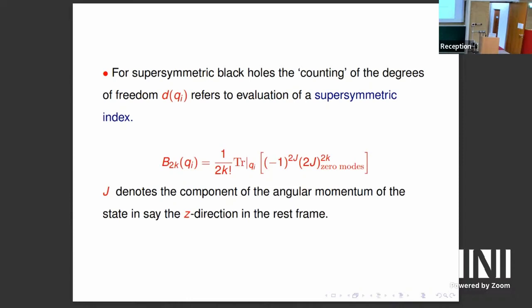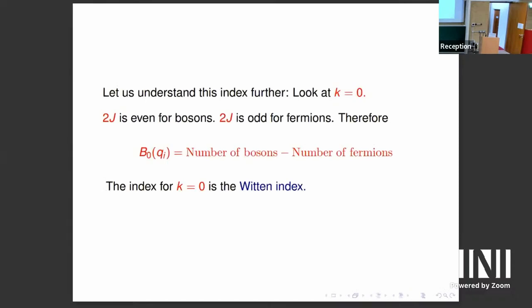In which J is the Z component of the angular momentum of that particular state, say in the rest frame. And these are the angular momenta of the zero modes, and to saturate the zero modes, you have this. Why we need that is because suppose you look at K equal to zero. As a recall about the index, 2J is even for bosons and 2J is odd for fermions. Therefore for K equal to zero, there is nothing like this. We're just counting bosons minus fermions, right? That's the Witten index.